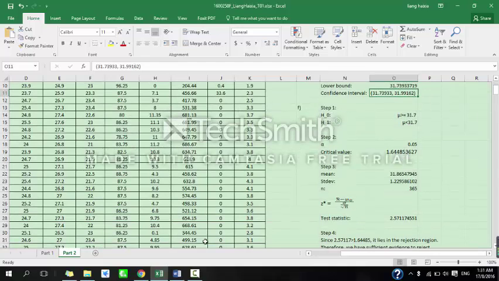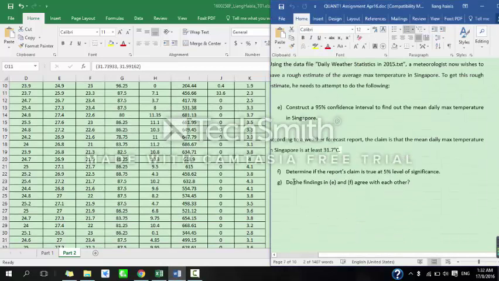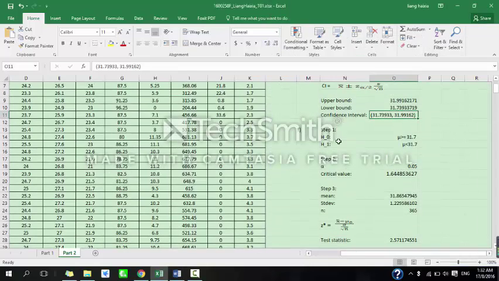And then for F, they are finding that, according to a weather forecast report, the claim is that the mean daily max temperature in Singapore is at least 31.7 degrees. Determine if the reporter's claim is true at 5% level of significance. So first, step 1, we need to find the null and H1.